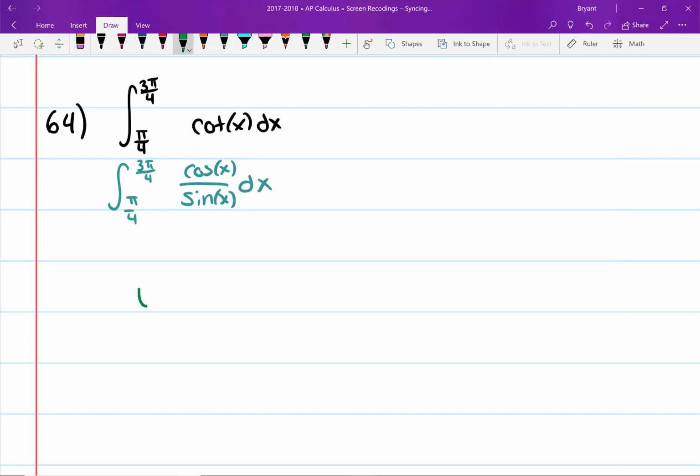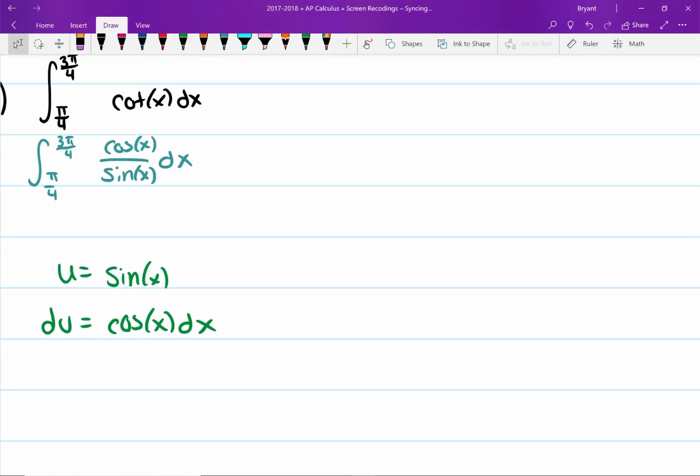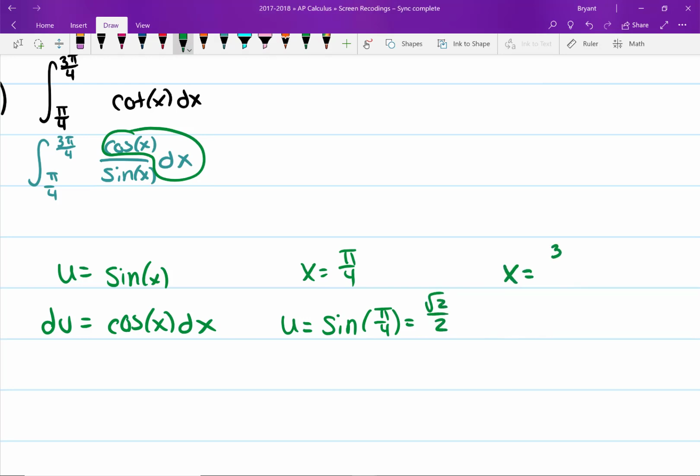So this tells me that my u sub, u should equal sine of x. So my derivative, du, can be cosine of x dx, because that'll be this piece right here. And now, if x is equal to pi over 4, then u is going to be equal to sine of pi over 4, which is root 2 over 2. So if x is equal to 3 pi over 4, then we're going to get u is equal to sine of 3 pi over 4. So u is going to be equal to root 2 over 2.